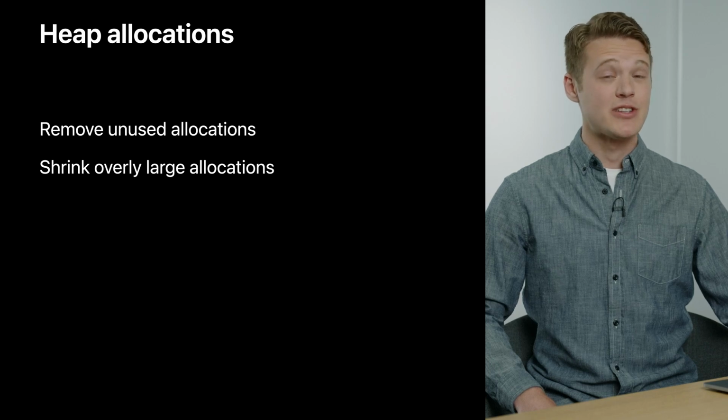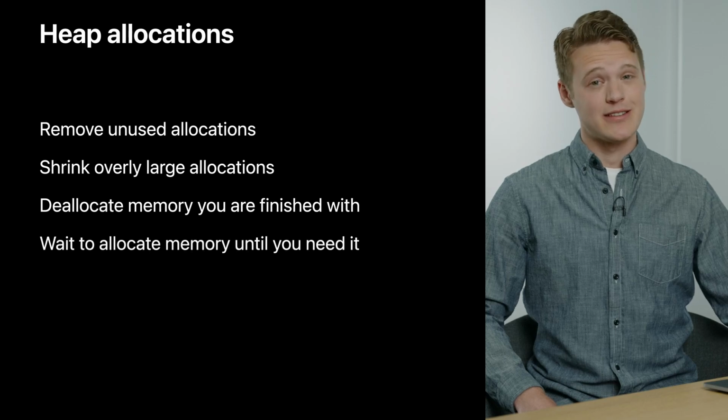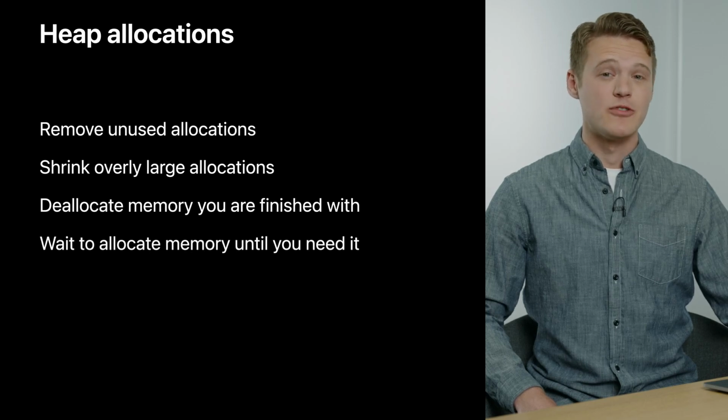You should also pay attention to how much memory you hold at once. Deallocate memory you're no longer using, and wait to allocate memory until you need it. This will reduce your app's peak footprint, making it less likely to be terminated. So let's return now to the failing XCTest from the Meal Planner app and check for a heap regression.